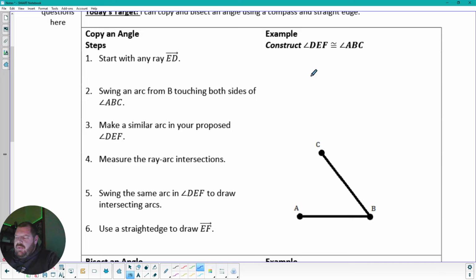One thing that I want to reinforce: yesterday when we were doing the copying a segment, the first thing we had to do, and I know it's not in the instructions, is have a starting point. Okay, I remembered it in the instructions on this one. I want to have a starting ray to make an angle. An angle is made up, and this picture isn't really right, of two rays. So I want to get one to start with for my new angle.